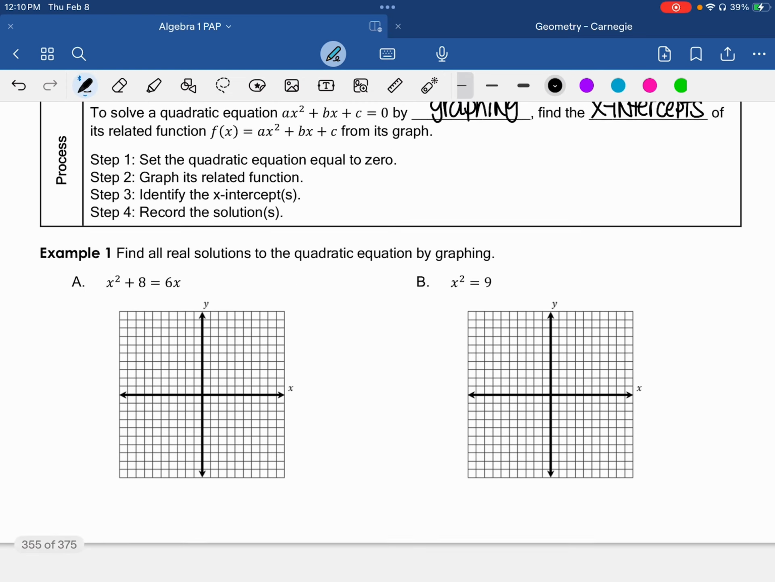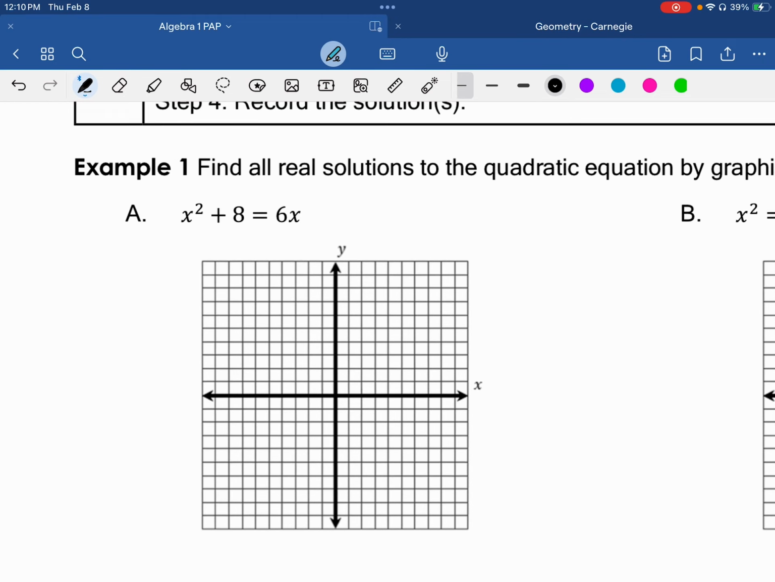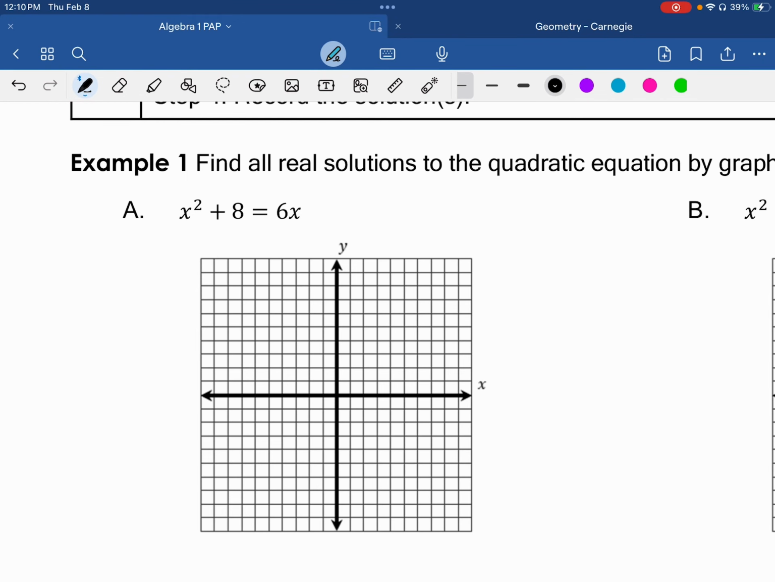Then we can go ahead from our graph and identify the x-intercepts, and we can record our solutions. Let's go ahead and get started with our first two examples. Let me go ahead and zoom into part A. Question A, find all of the real solutions to the quadratic equation by graphing.